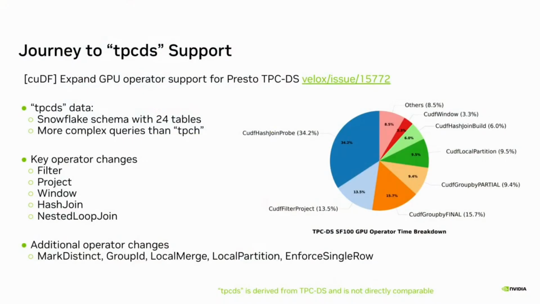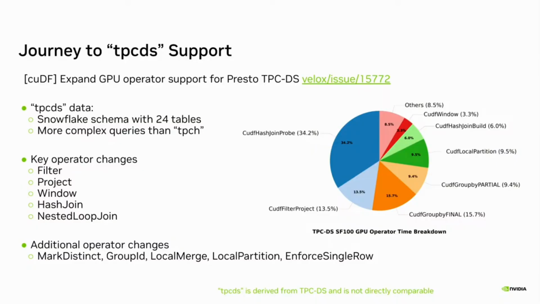TPC-DS is another popular benchmark for measuring performance of query processing engines. Compared to TPC-H, TPC-DS has more complex queries because it has a dimensional modeling approach where queries rely on information from fact tables and dimension tables, and therefore it results in more complex query plans. It also has more input tables. TPC-H has 8, while TPC-DS has 24 tables and has more queries as well.